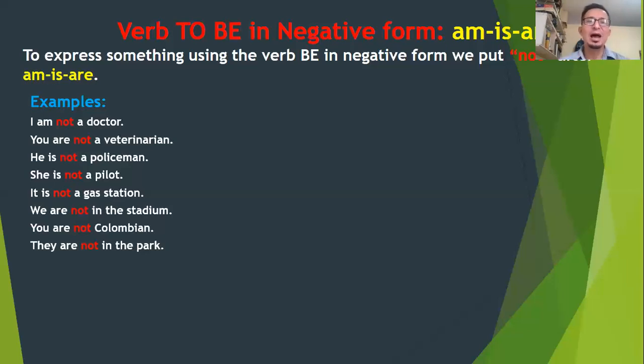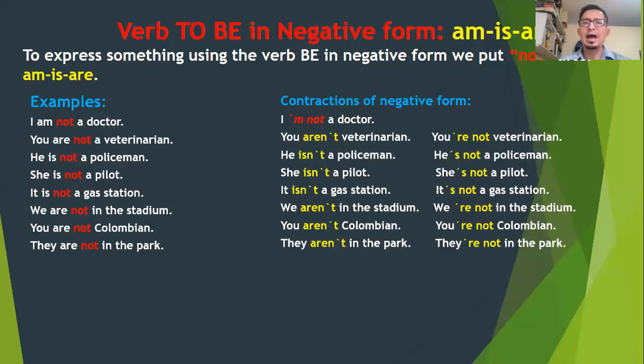Okay, so here we have some expressions in negative form with the verb to be, okay? So here we have something very interesting. In English, guys, it's very common to use contractions when we use the language. Entonces en inglés es muy común utilizar formas o contracciones cuando usamos este idioma, ¿ok? So here we have contraction of negative form. Tenemos unas formas en contracción en la forma negativa, ¿ok? Vamos a verlas.